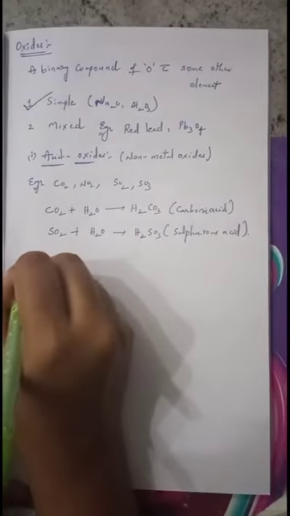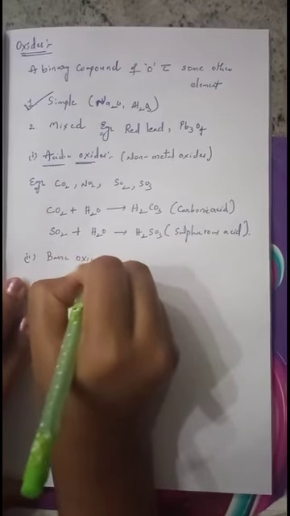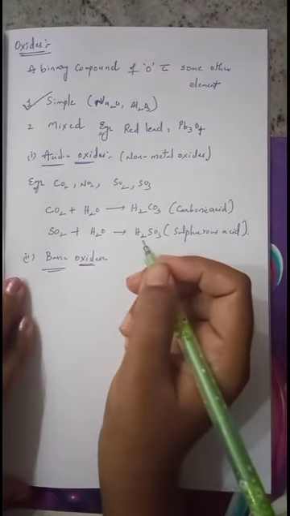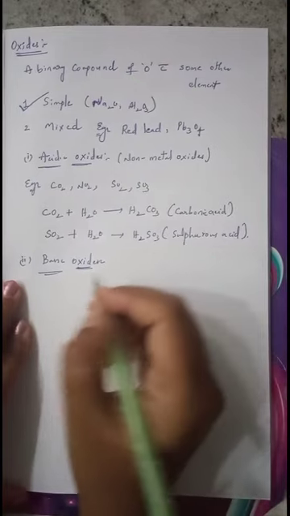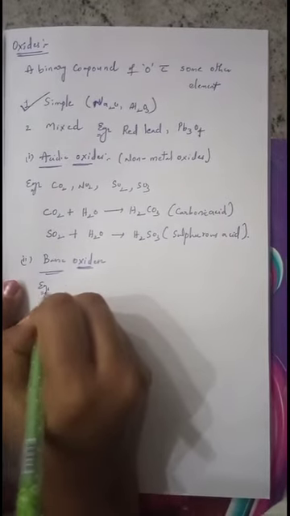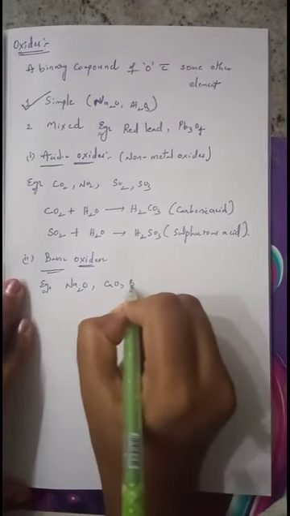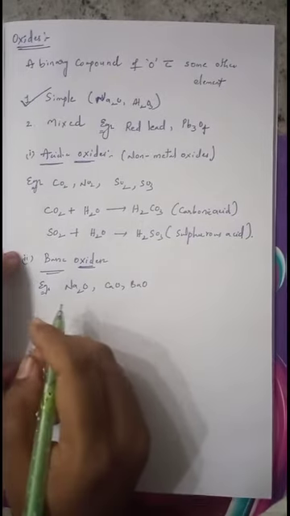Now the second type is basic oxides. These oxides on reaction with water release bases. Example, we will take Na2O, CaO and BaO. Barium oxide, calcium oxide and sodium oxide are basic in nature.